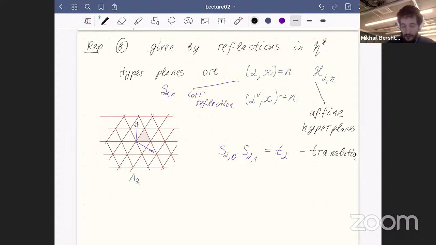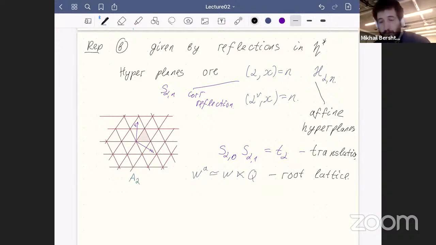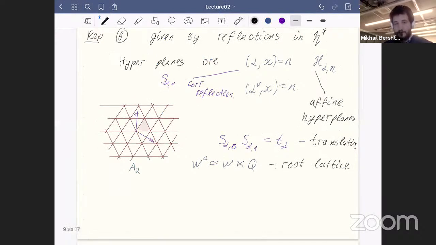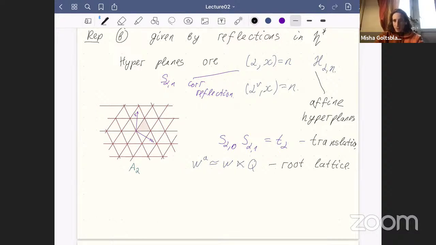And from this picture, one can easily see the following formula: that the affine Weyl group is isomorphic to the semi-direct product of the finite Weyl group and the root lattice. The root lattice of the semi-simple Lie algebra, right? Not of the affine. Root lattice of semi-simple Lie algebras, yes.